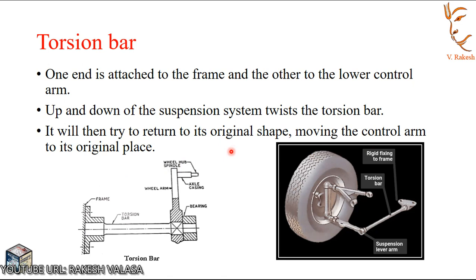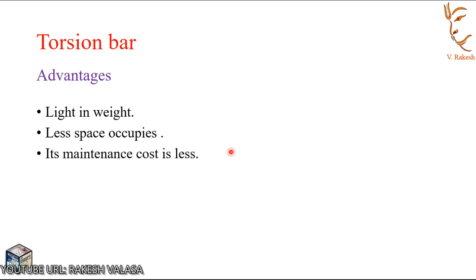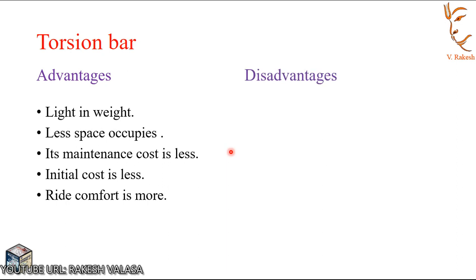Let us see the advantages of torsion bar. The torsion bar weight is light, it occupies less space, its maintenance cost is also less, initial cost is less, ride comfort is more. Next, see the disadvantage of torsion bar.